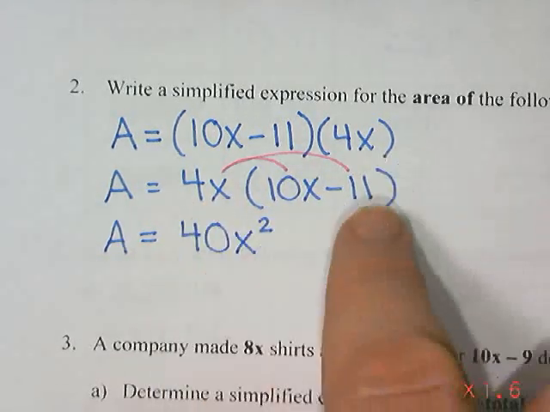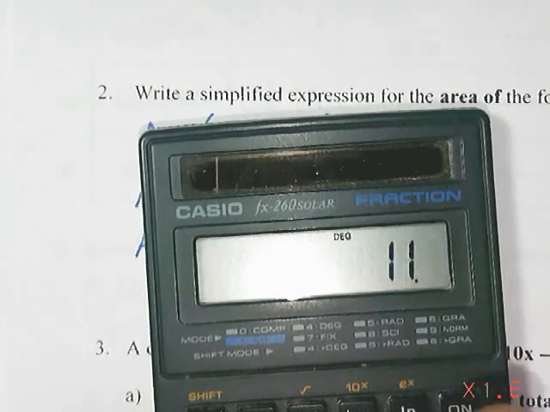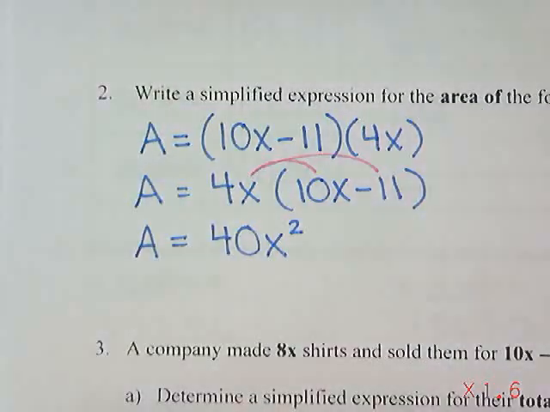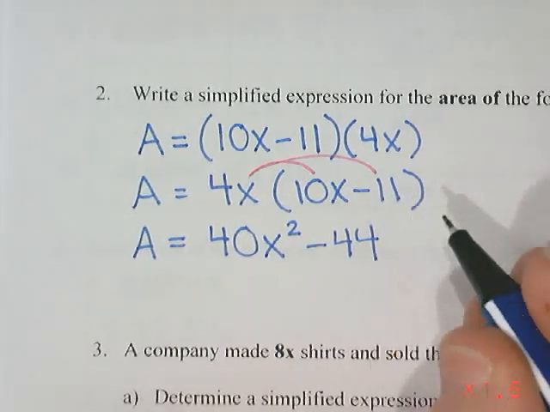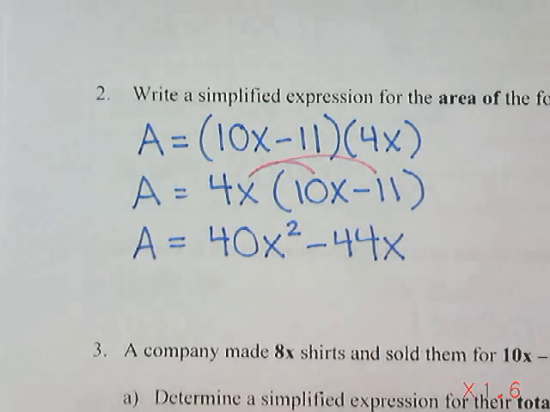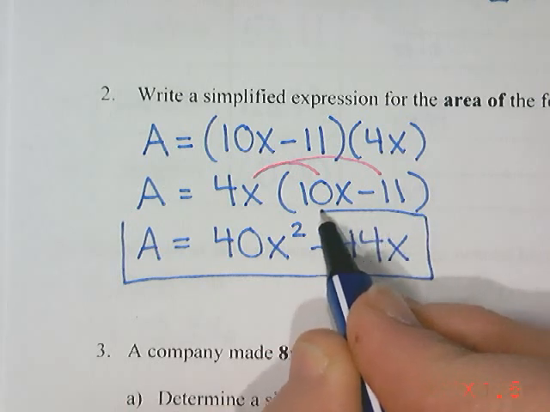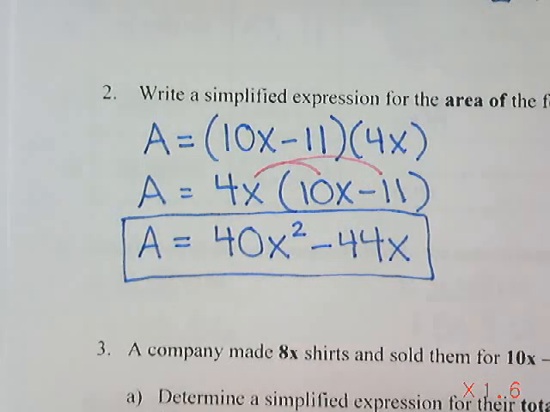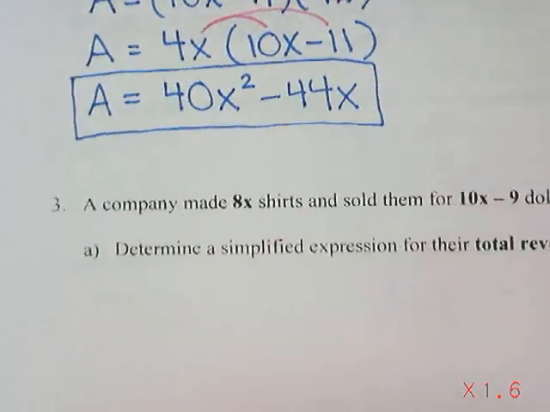And then 4x times negative 11, I would do 4 times negative 11, which is negative 44. This one has an x, this one does not, so it's just negative 44x. So a simplified expression for the area would be 40x squared, take away 44x. Okay, there weren't any units in the question, so I don't need to worry about that. And I think we're going to move on to our last question, which is question number 3.